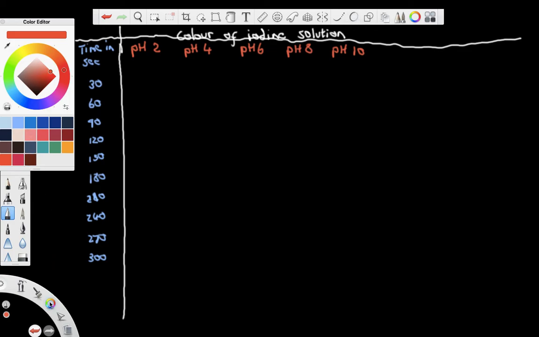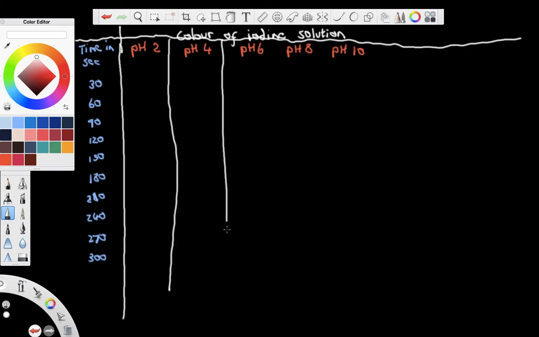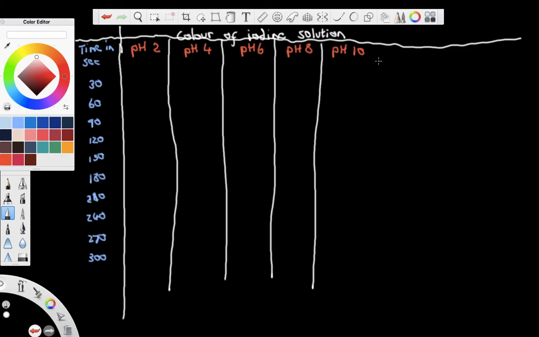And I'm going to cordon those off. And rather than writing the different colours each time, I'm just going to use a black. Oh no, I'm going to have to use a blue and an orange pen, okay?